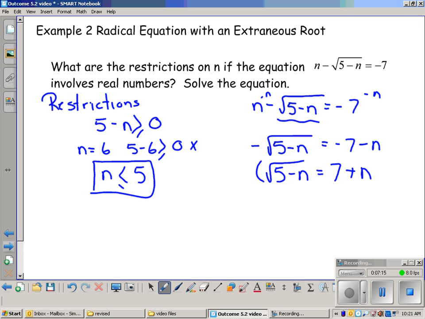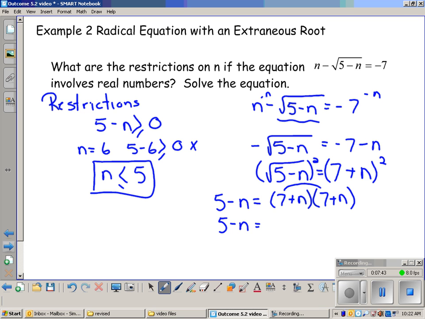The next step is to square both sides. On the left, I end up with 5 take away n. On the right, I have 7 plus n all squared. This is the same thing as having 7 plus n times 7 plus n. To solve for n, I need to distribute on the right. So I have 5 take away n equals, we're going to distribute. 7 times 7 is 49. 7 times n is 7n. Now 7 times n is plus 7n, and n times n is plus n squared.